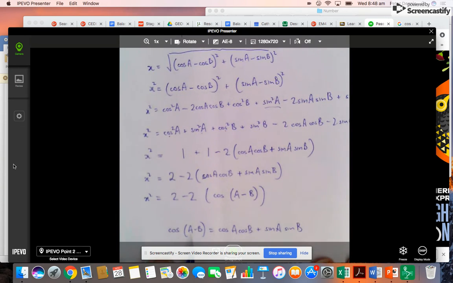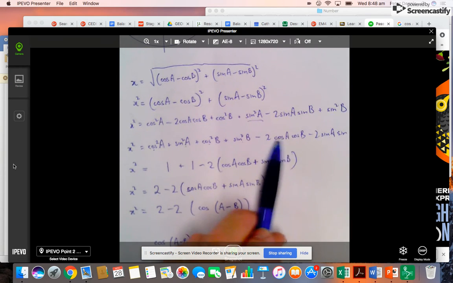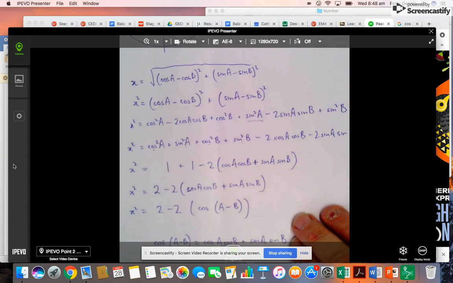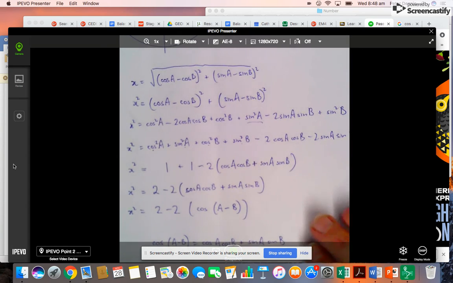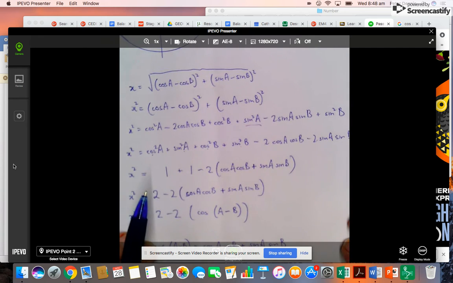So just going over that little mistake that I made. When we take minus 2 out the front here, we're going to get a positive cos A cos B and a positive sine A sine B. So that's the little proof of why cos A minus B equals cos A cos B plus sine A sine B.